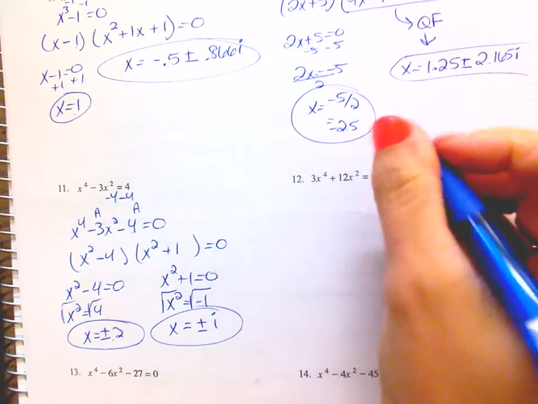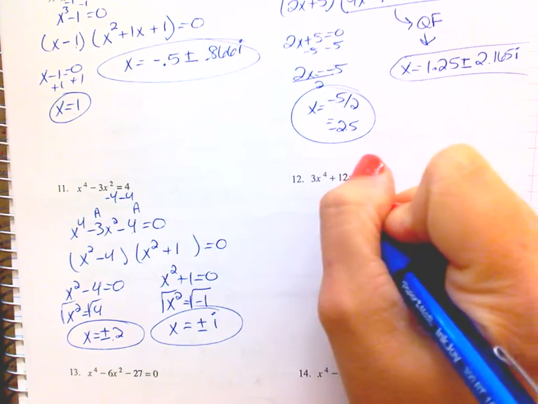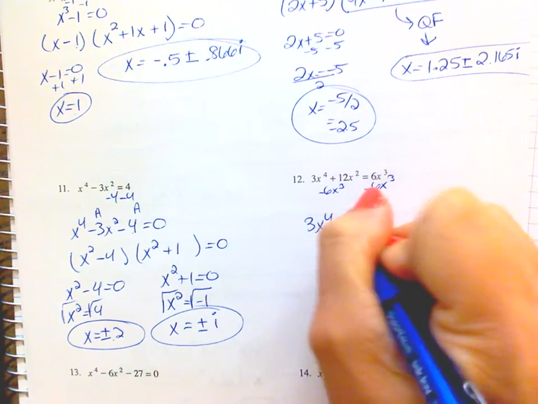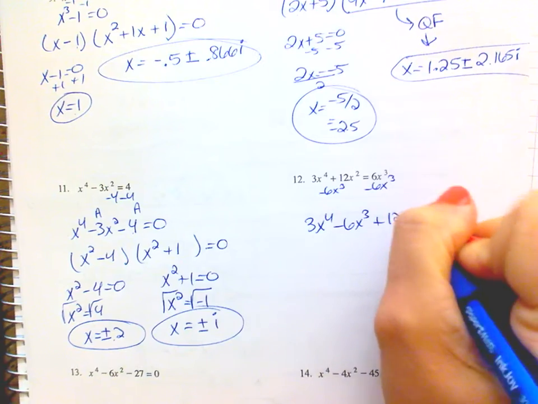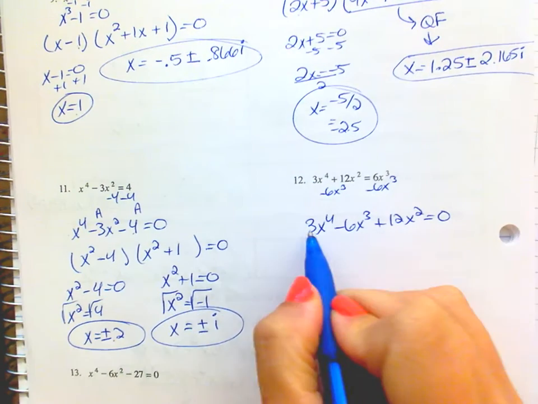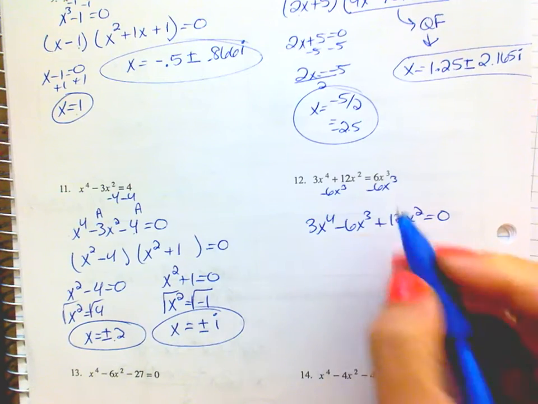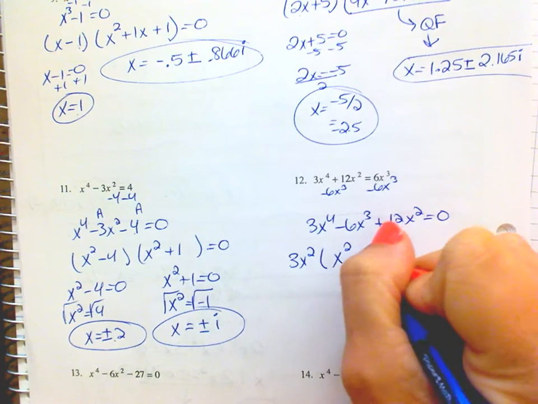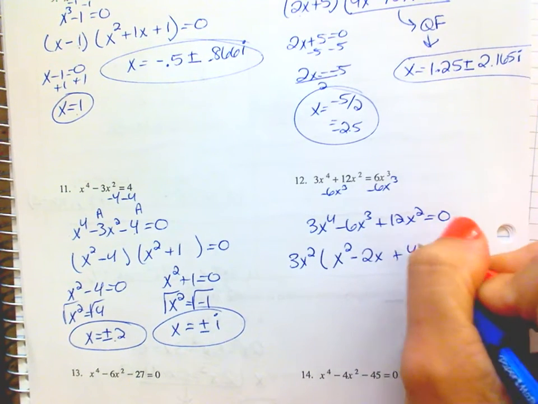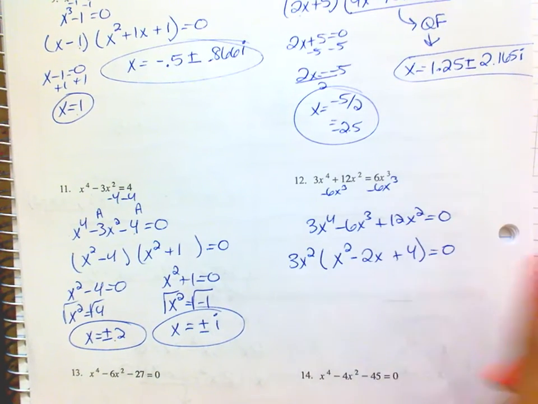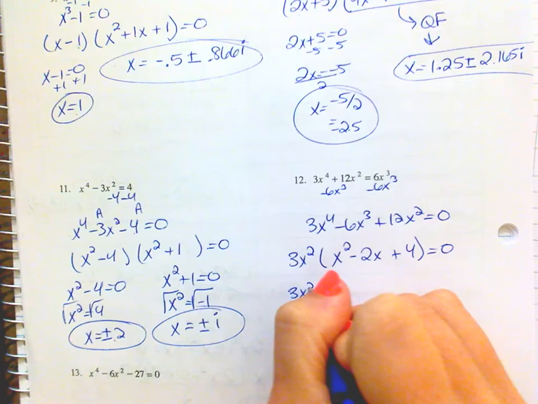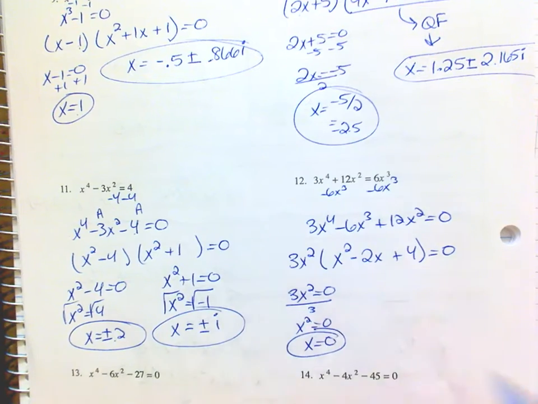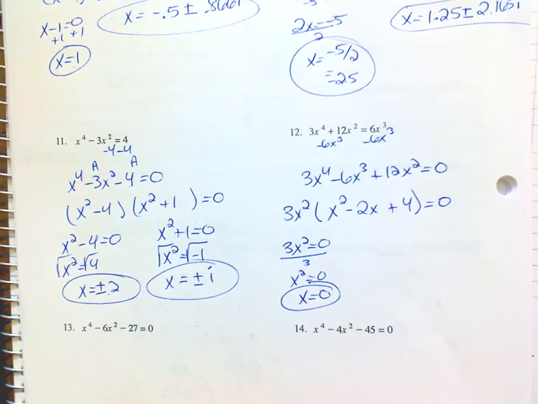Number 12, bring over your 6x cubed. Make sure you put them in the right order. 3x to the 4th minus 6x cubed plus 12x squared is 0. All of these have at least 2 x's, and you can divide them by 3. So we're going to take out a 3x squared, and then we are left with this nice quadratic trinomial. So the outside part still gets set equal to 0. So we end up with x equals 0. 0 is 1 x-intercept.